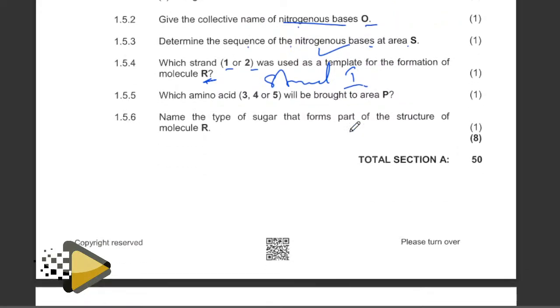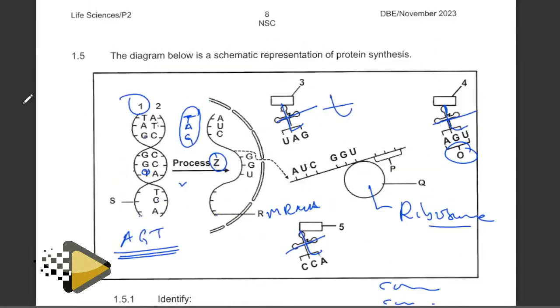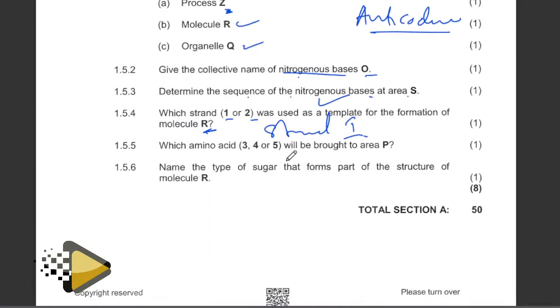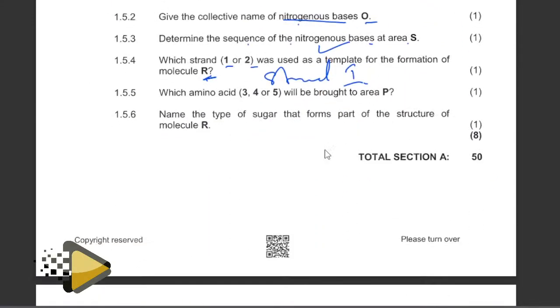Someone wrote spinal cord. Wait. Okay, sharp. Someone said it's a spinal cord. No, man. You guys, you're acting in the paper. All right. AGT.